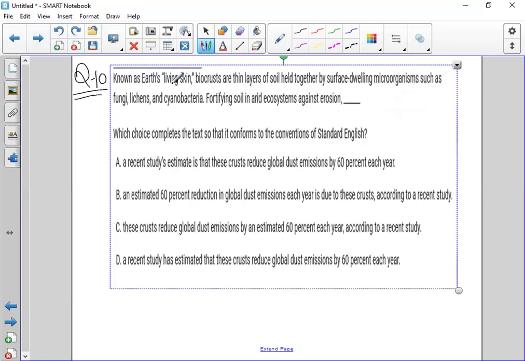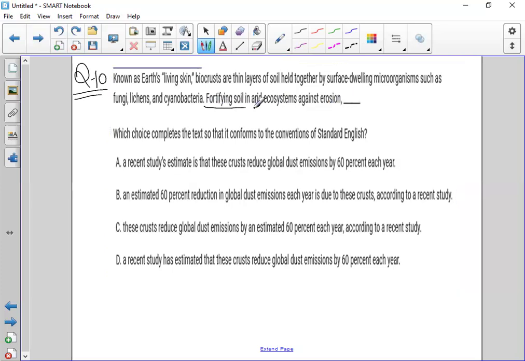Now this, known as Earth's living skin, biocrust are thin layers of soil held together by surface-dwelling microorganisms such as fungi, lichens, and cyanobacteria, fortifying soil in arid ecosystem against erosion, comma, blank. So here, whatever is after the comma, that needs to fortify soil in arid ecosystems against erosion. So recent studies estimate, so that cannot fortify the soil. An estimated 60% reduction cannot fortify the soil. These crusts are possible. They can fortify the soil. A recent study cannot fortify the soil. So option C is the answer.